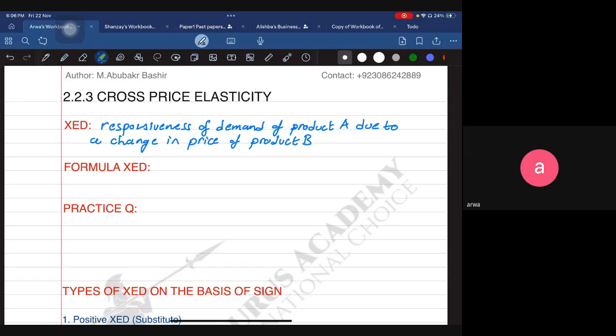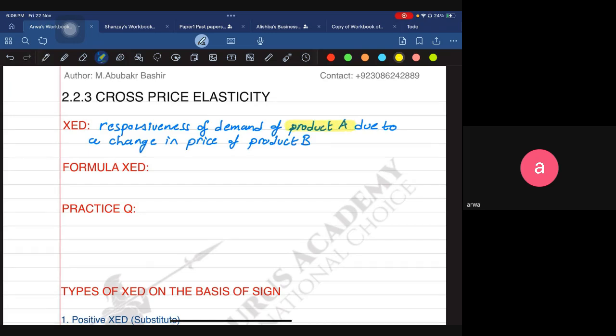So product A and product B. This is probably product A, and this is product B. Right? Yes, sir.